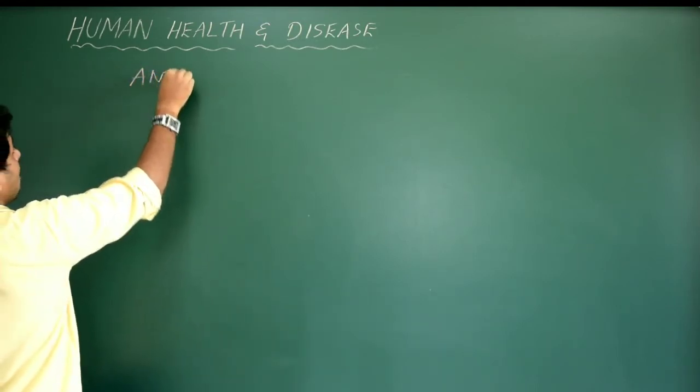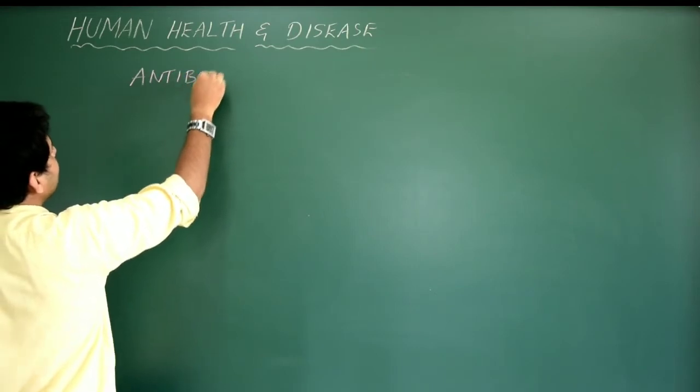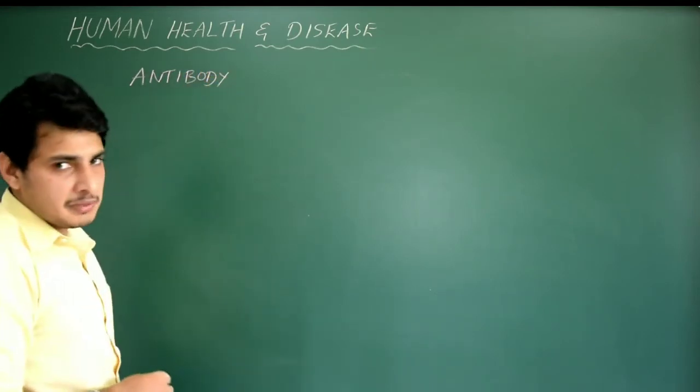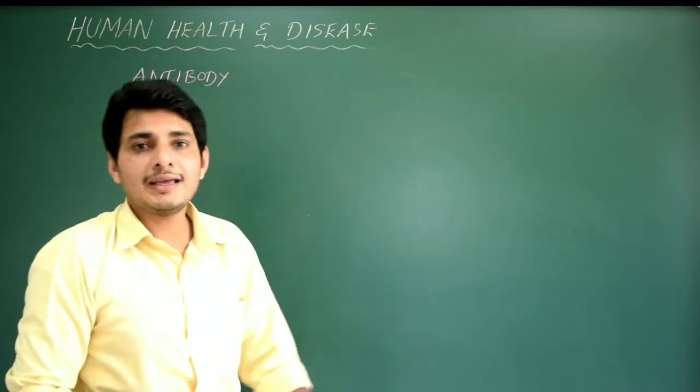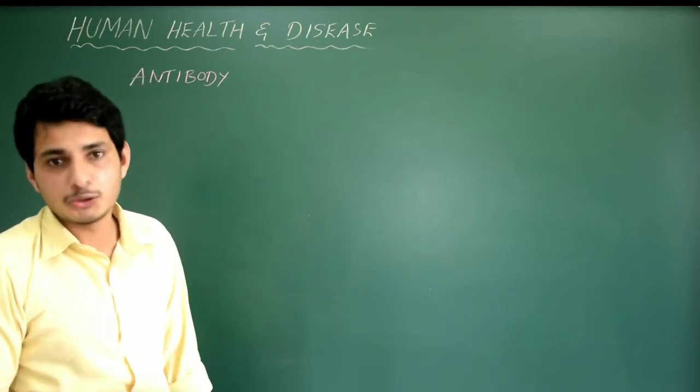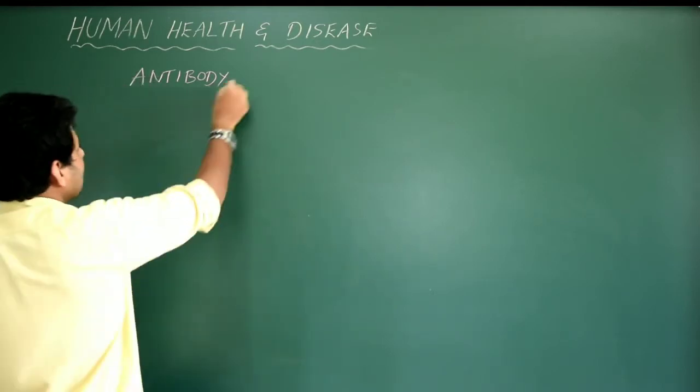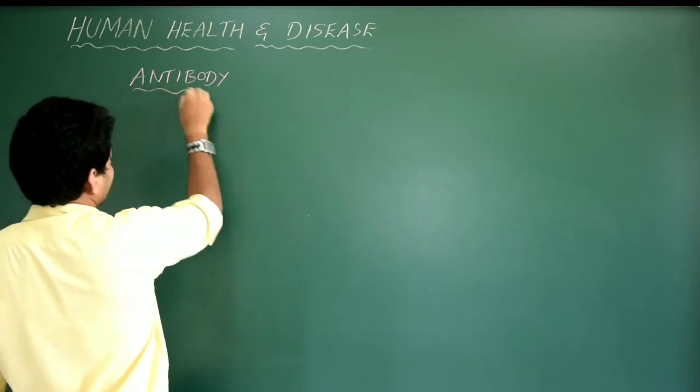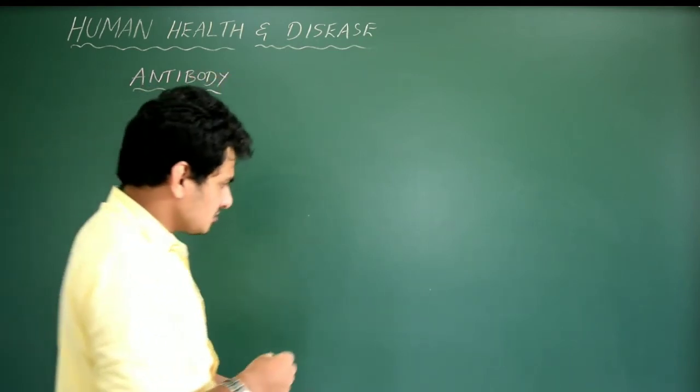Explain the structure of antibody with a neat label diagram for 5 marks. Or sometimes you get a question for 2 marks: draw a neat label diagram of an antibody molecule. Note this point, very very important, antibody structure. Very simple, let me just draw the diagram.